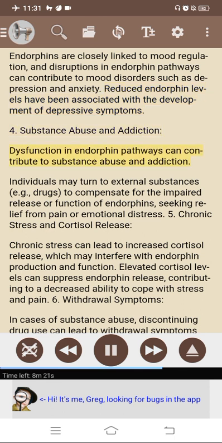Reduced endorphin levels have been associated with the development of depressive symptoms. 4. Substance abuse and addiction. Dysfunction in endorphin pathways can contribute to substance abuse and addiction. Individuals may turn to external substances, e.g., drugs, to compensate for the impaired function of endorphins, seeking relief from pain and emotional distress. 5. Chronic stress and cortisol release.